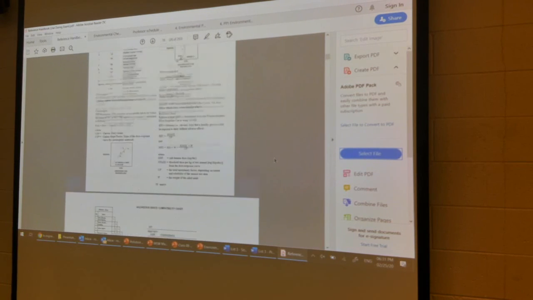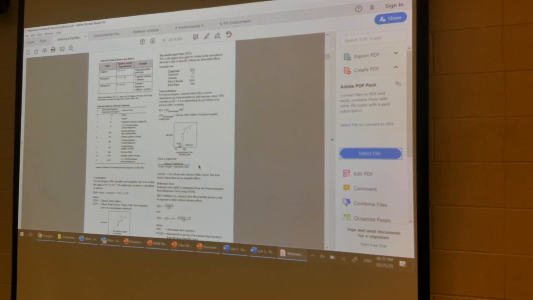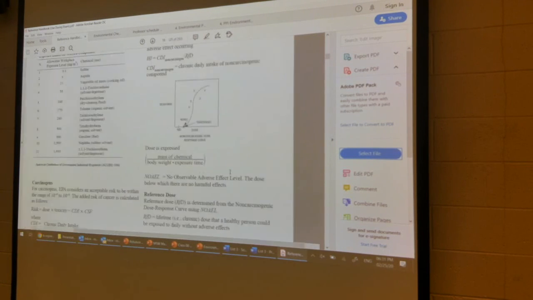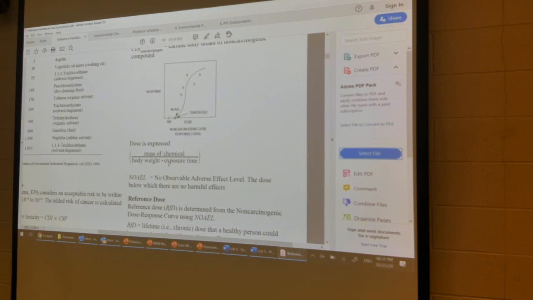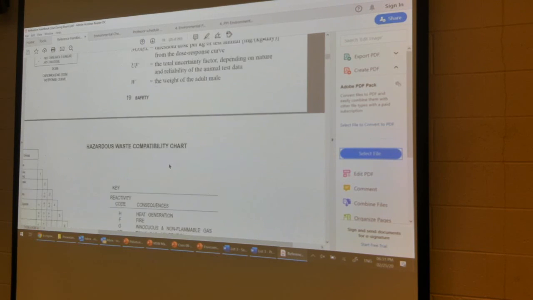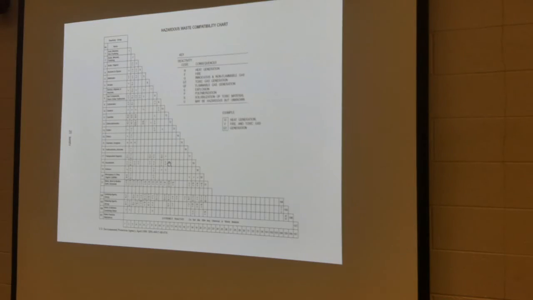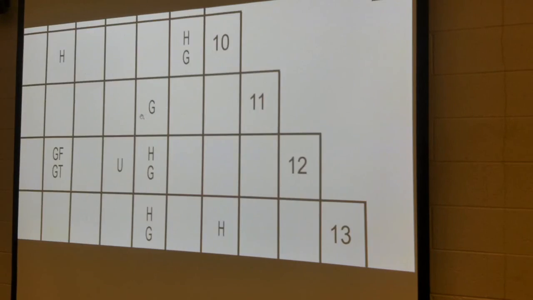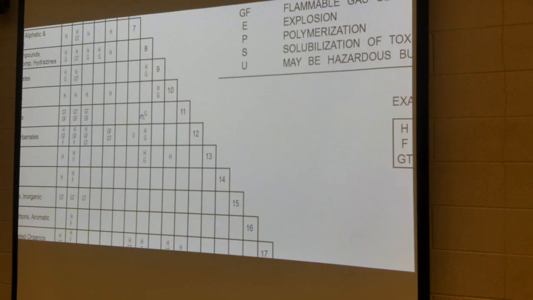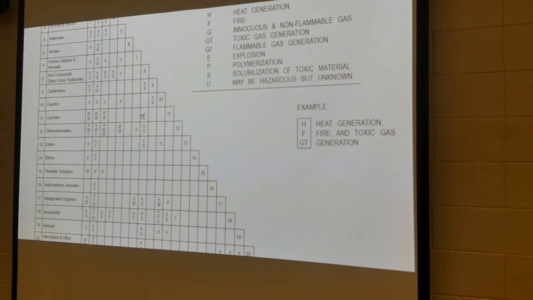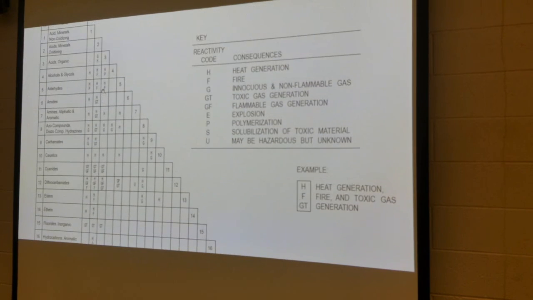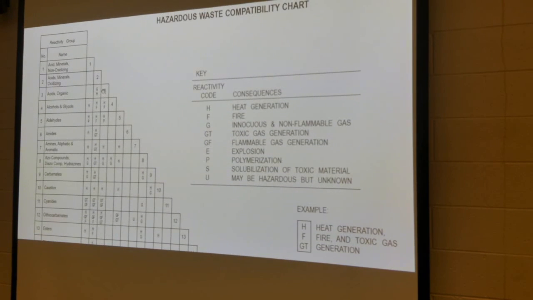Here, as I mentioned, right after the toxicology. Here we have the toxicology section in the beginning, the doses, reference doses, carcinogenic, non-carcinogenic. Next page, hazardous waste compatibility. Oh yeah, I can get a way better zoom for this one. So this pyramid, we're going to have different chemical categories, and whether you can or cannot mix them together.